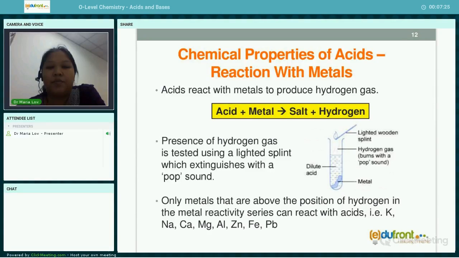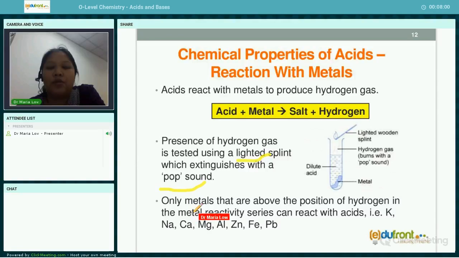Let's take a look at the chemical properties of acids, where it reacts with metals. First and foremost, acid will always react with metal to provide you with a salt and hydrogen gas. And then how do we test for hydrogen gas? We use a lighted splint in our experiment, and this lighted splint will be extinguished with a distinct pop sound, indicating hydrogen gas is evolved during the reaction.